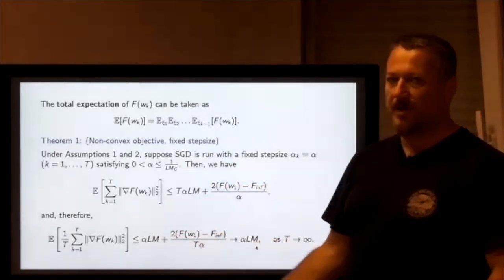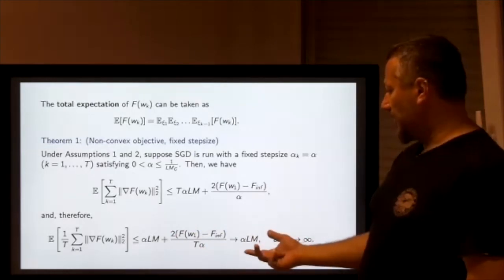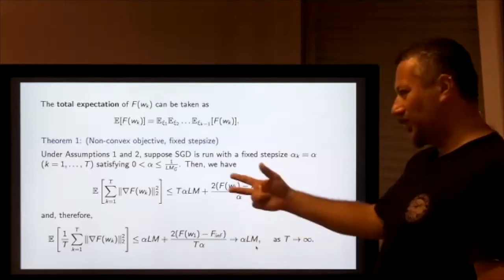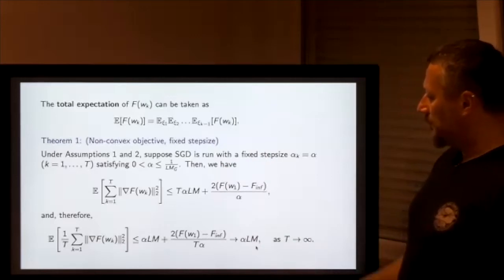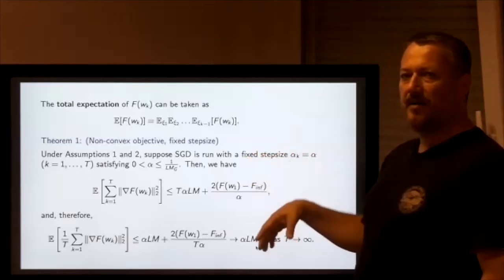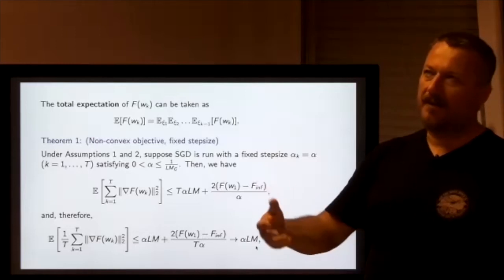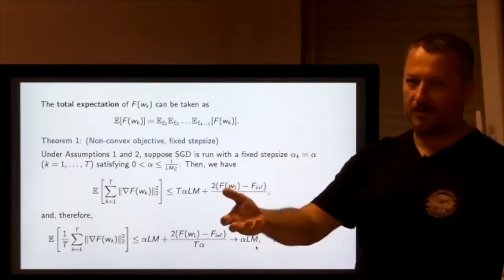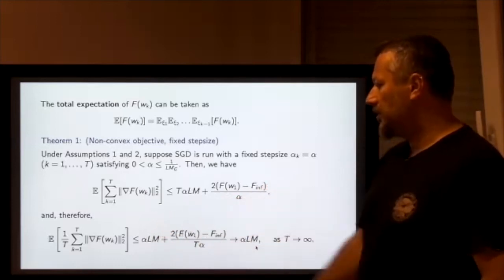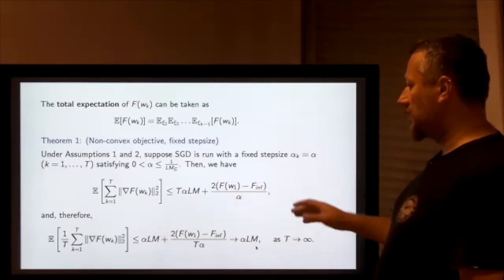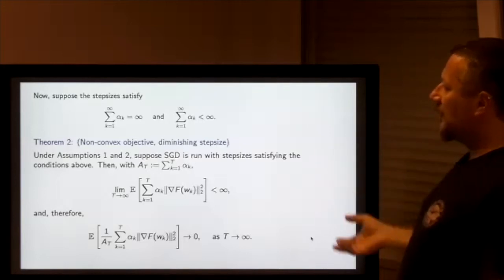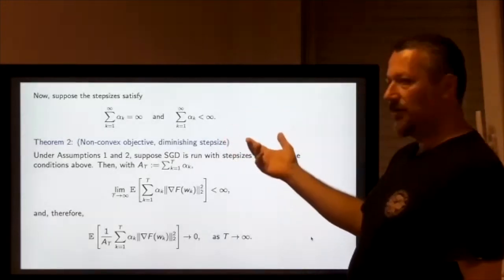By choosing alpha smaller, you can get closer to the stationary point, but then you move slower because this term goes to 0 slowly. What you can do instead of choosing a fixed step size is choose a sequence of step sizes that diminishes and converges to 0. Then you can actually prove that the average values of the squared norms of the gradients converge to 0. So to get this result, we are going to assume that we have a diminishing step size sequence.